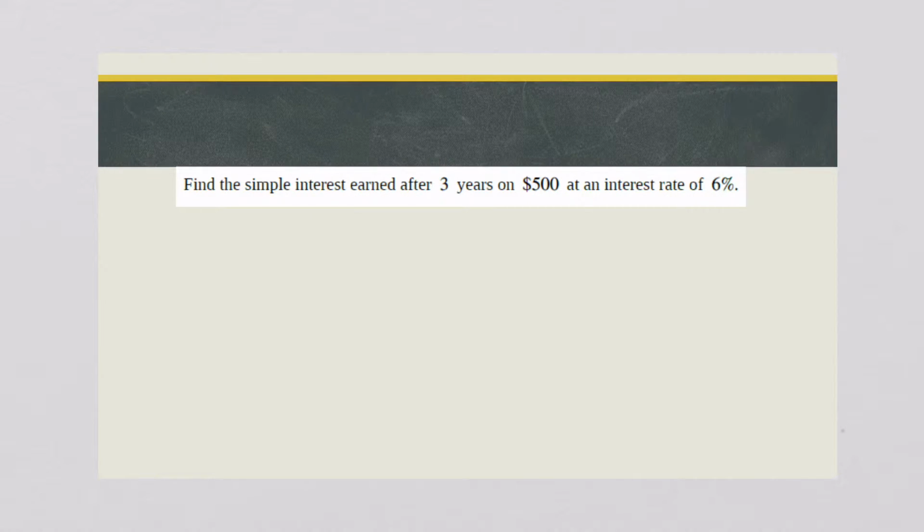Okay, so find the simple interest earned after 3 years on $500 at an interest rate of 6%. So I need to know interest, P, R, and T. Now, when you have 4 variables, if you know 3 pieces of information, you can always solve for that 4th one. So we're going to use the formula. Interest is equal to principal times rate times time.